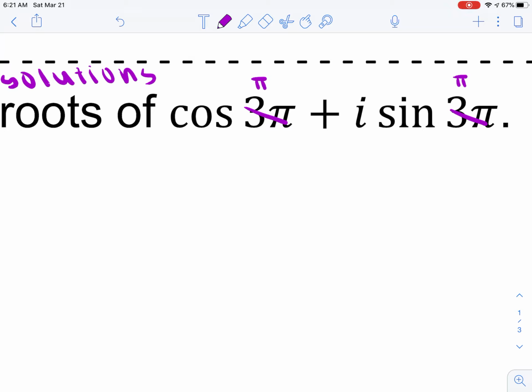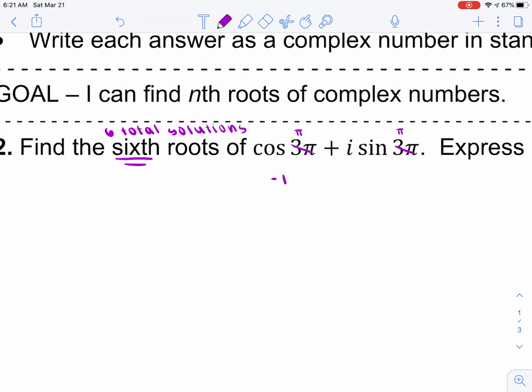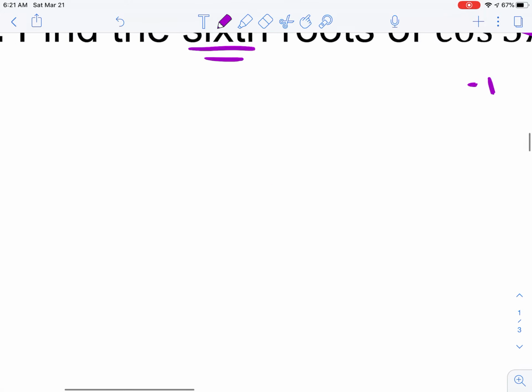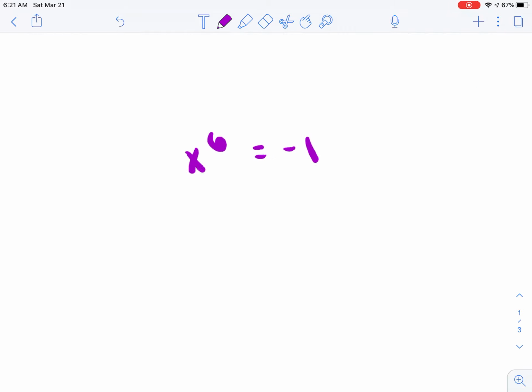Now, if I say, what is the cosine of pi? That's -1. If I say, what's the sine of pi? That's 0. So really, we're finding the 6th roots of -1. That's really the same thing as solving x to the 6th equals -1. And now find every single solution that when you raise it to the 6th power, you get -1.